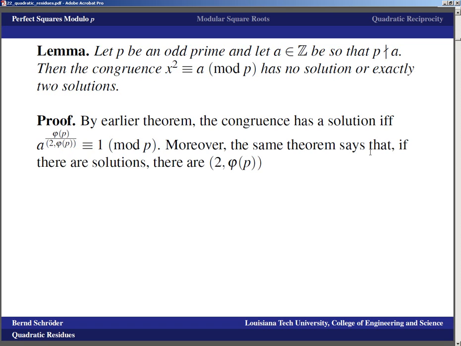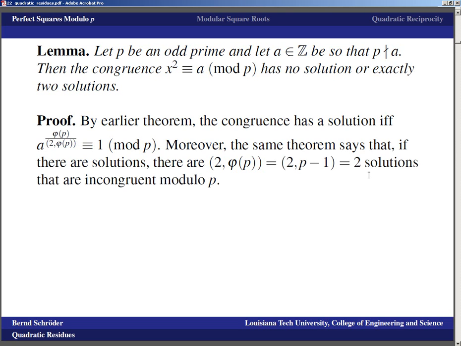And moreover, that same theorem says that if there are solutions, there are exactly greatest common divisor of 2 and phi of p solutions. The greatest common divisor of 2 and phi of p is the greatest common divisor of 2 and p minus 1, and that is 2. And then I just have to conclude the sentence in grammatically correct fashion: there are 2 solutions that are incongruent modulo p if there are any solutions at all.